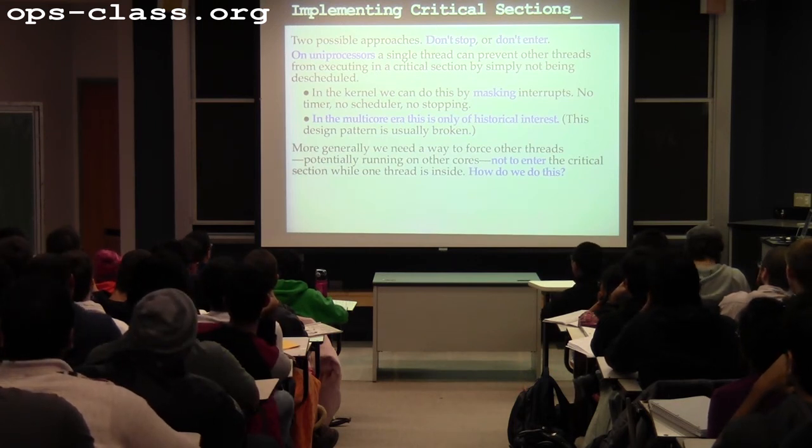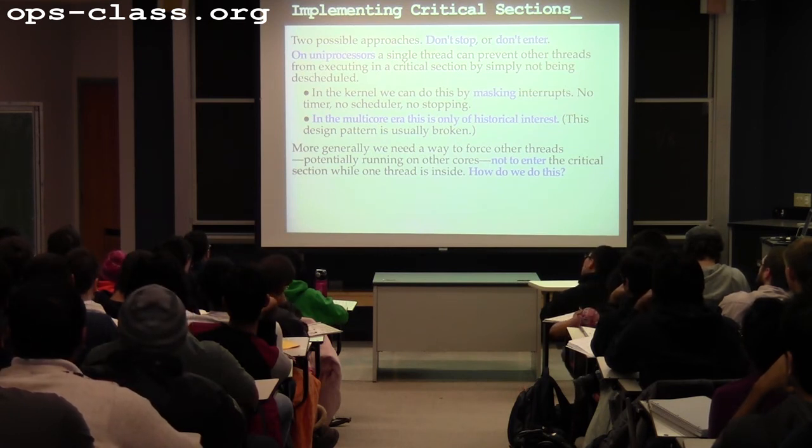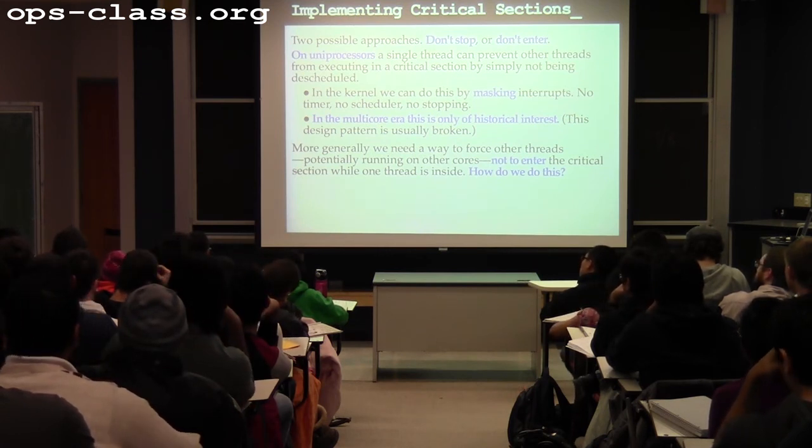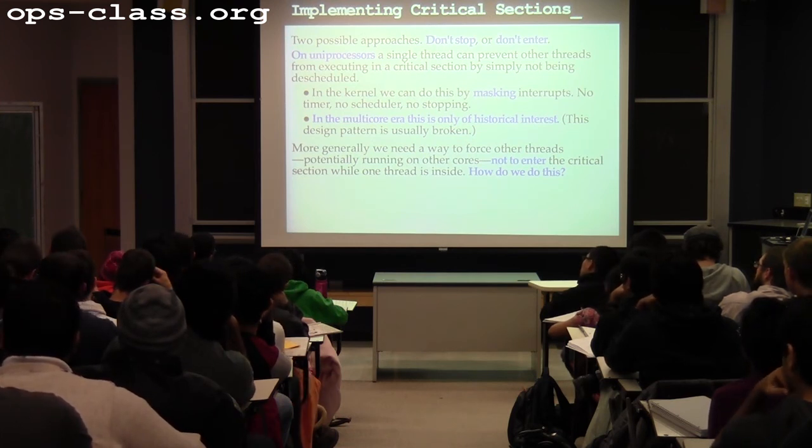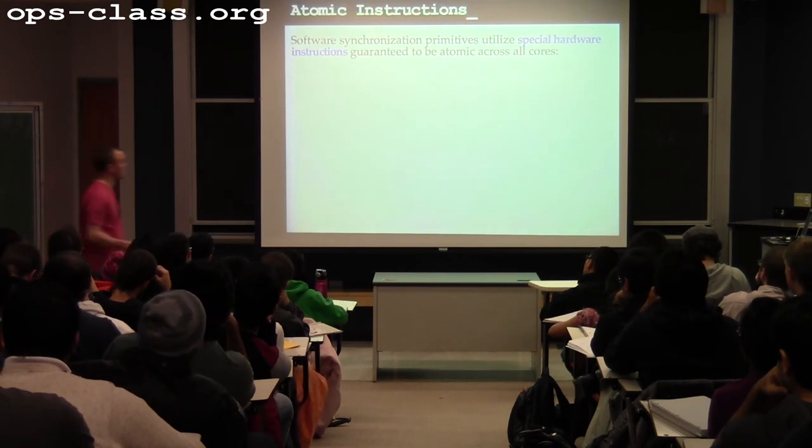So in general, especially on multi-core systems, we need a way to stop other threads from entering the critical section, right? We need a way to signal them saying, I'm inside the critical section, and you can't come inside until I'm done, right?